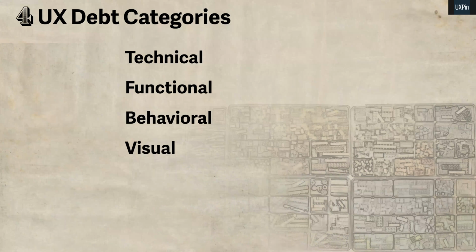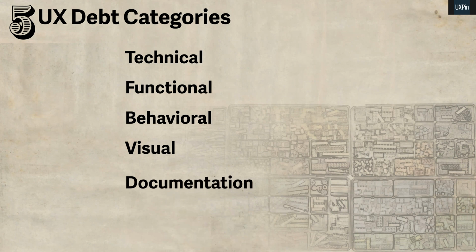So you had those 4 UX debt categories. Oh, wait, I'm sorry. There are actually 5 UX debt categories. There's one that often gets forgotten, and that is documentation. Documentation is very important that you keep your documentation up to date. A lot of people forget about that.